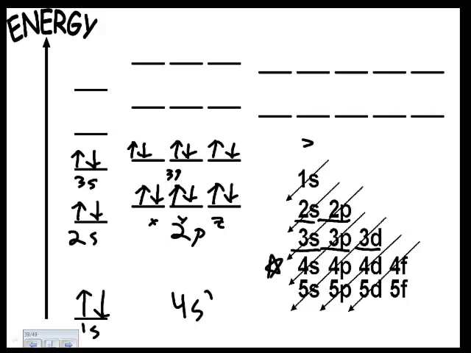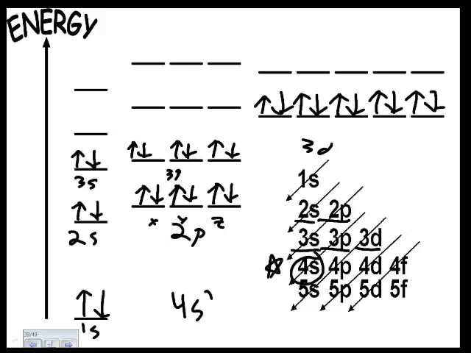So this over here is 3d. It's 3d1, 3d2, 3d3, 3d4, 3d5, and then come back and finish it out. And then finally, we end up at our 4s over here. And potassium is only 4s1, so that's where we put it right there. And that'll be our valence electron.